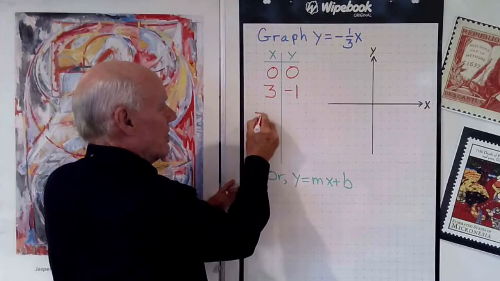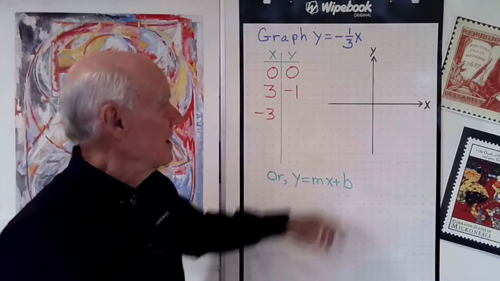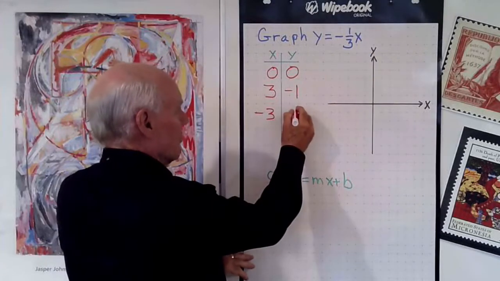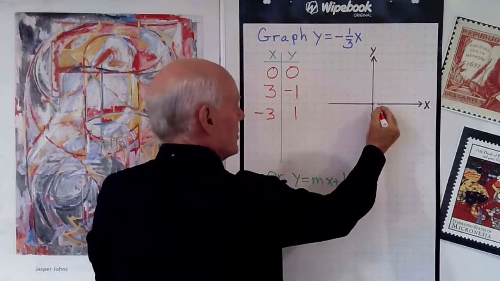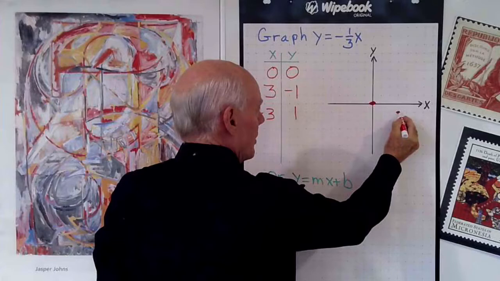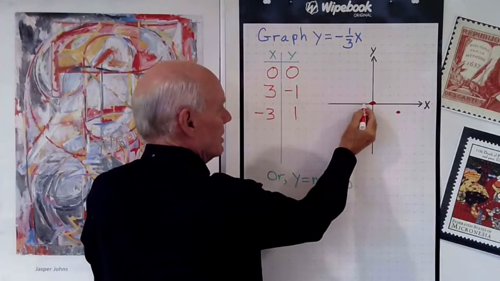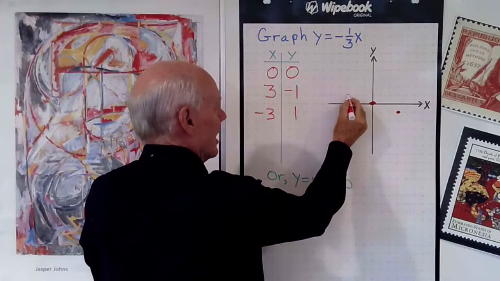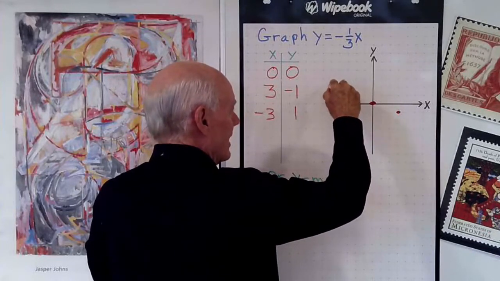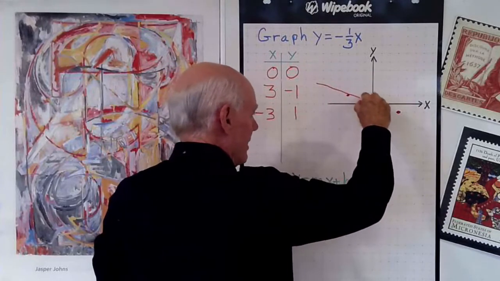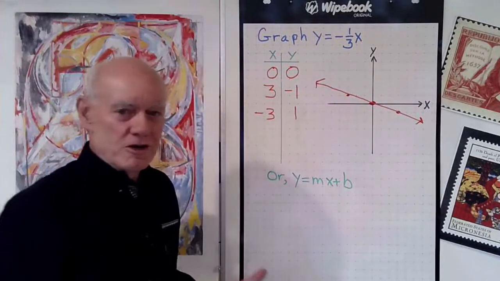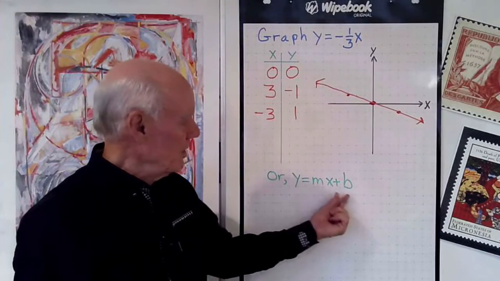Let's take one more point. How about negative 3? So if I put in negative 3 for x, I get negative 1/3 times negative 3. That's going to be positive 1. So I'll plot those points. Here's 0, 0. X equals 1, 2, 3, y equals negative 1, and x equals negative 3, 1, 2, 3 in that direction, and then up 1. So when I draw a line through those points right there, that's where I get the graph of y equals negative 1/3 x.